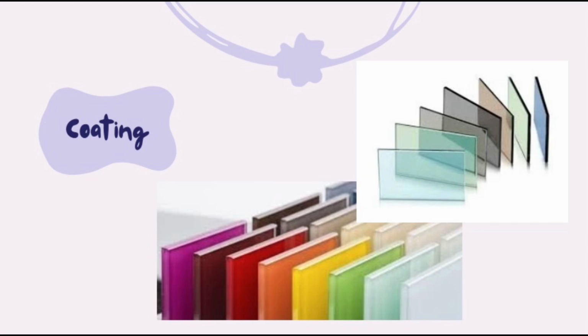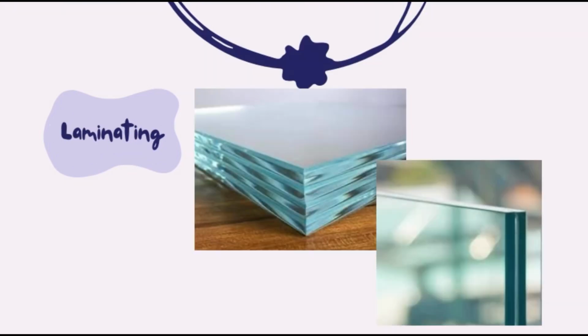Next is coating. Coating involves applying a thin layer of material like metal oxide to enhance properties such as reflection, UV protection, or energy efficiency. Next is laminating. Laminating bonds two or more layers with a plastic interlayer. This improves safety by preventing shattering and blocking UV rays.